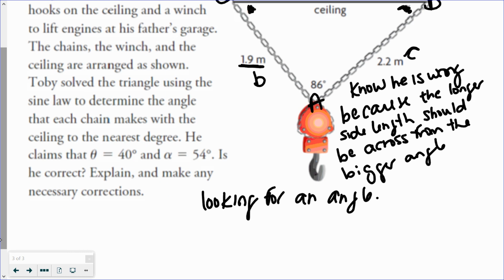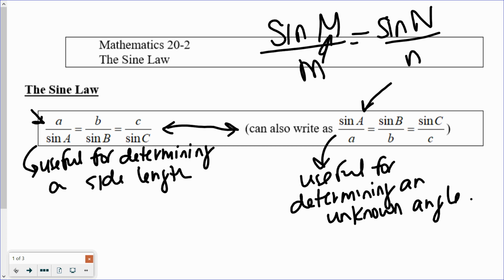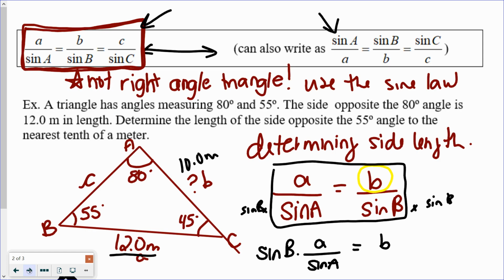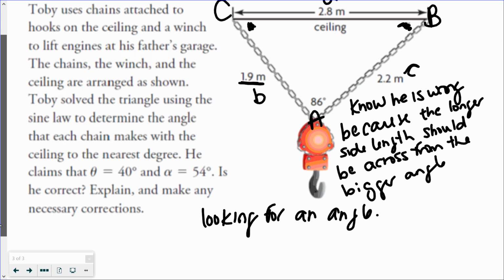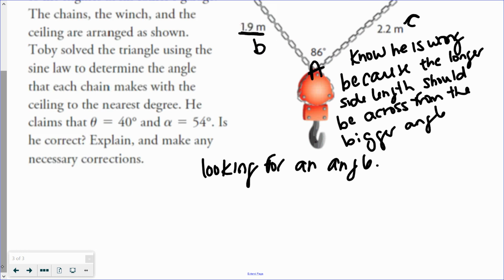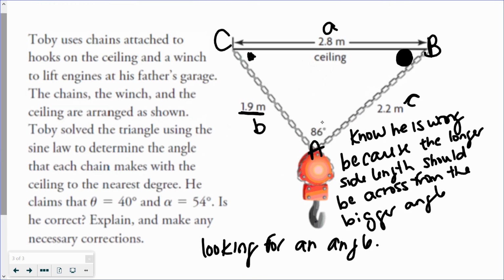So since we're looking for an angle, I'm going to use it in this form, where we have our angles on the top. So I think I'm going to deal with trying to find out the measure of angle B right now. Since I have information about angle A and side length A, I can use that piece of information, and I have side length B, so from that I'll be able to figure out angle B.